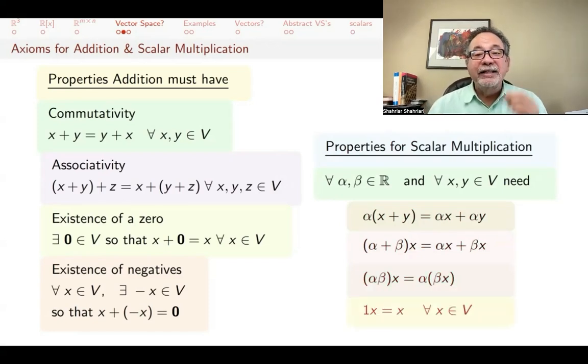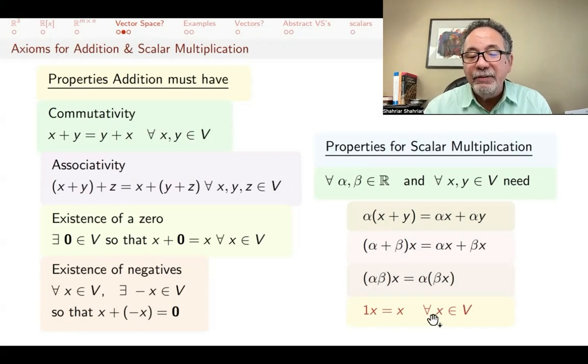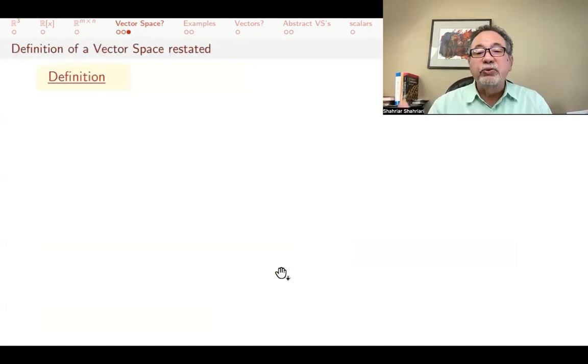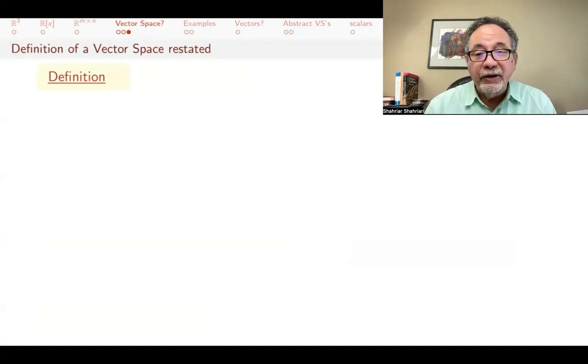And finally, the scalar one, the number one, if you multiply it by any x, you should get x back again. This upside-down A means for all x in V, for everything. In fact, all of these are true for all x and y in V, and for all real numbers alpha and beta. I'm going to say this one more time because this is our fundamental definition.